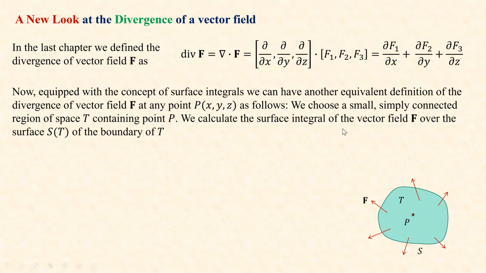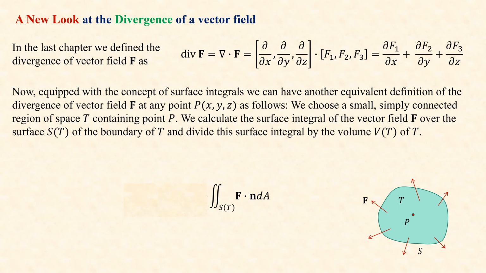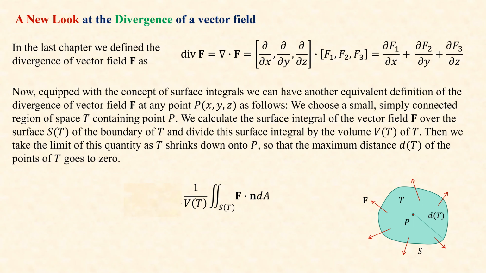We calculate the surface integral of the vector field F over the boundary of T, which is S. So we write it like that: the surface integral over S of F dot n dA, meaning the normal component of F times the area element, double integrated over the surface. This is the surface integral you're familiar with. So we take this surface integral and divide it by the volume V of T, the volume of the region T. Then we take the limit of this quantity as T shrinks down onto P, so that the maximum distance d of T, the maximum distance of all points of this region to point P, goes to zero.